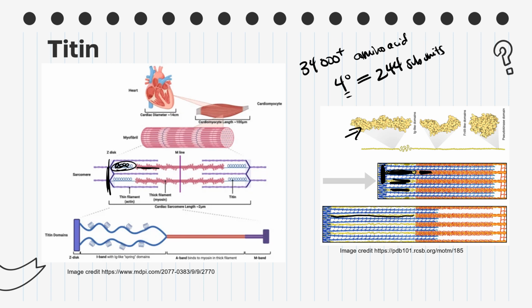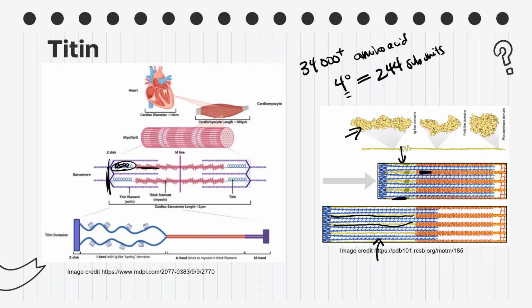So we've got our super short pieces of titin. And then when the muscle relaxes, the myosin doesn't change in length. The actin doesn't change in length, but this titin can stretch back out. So muscle relaxed and then muscle contracted.